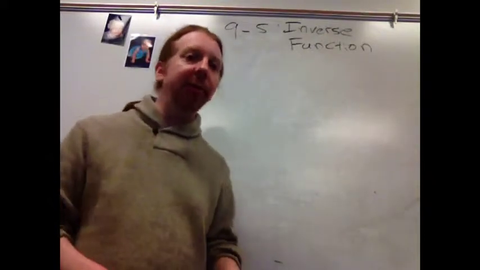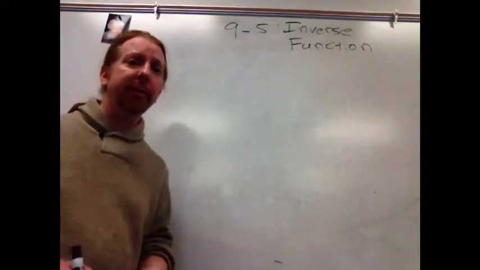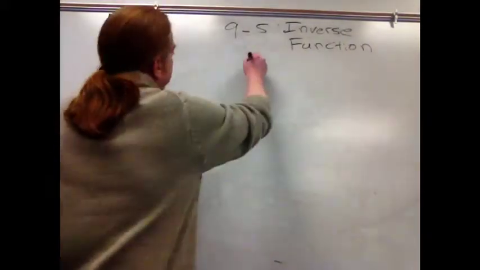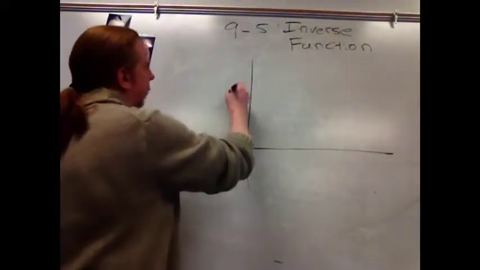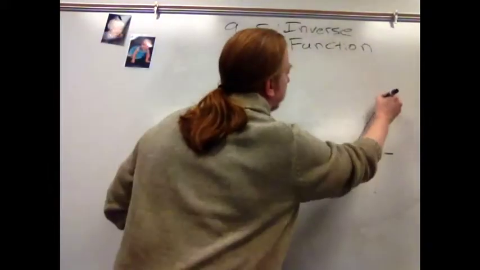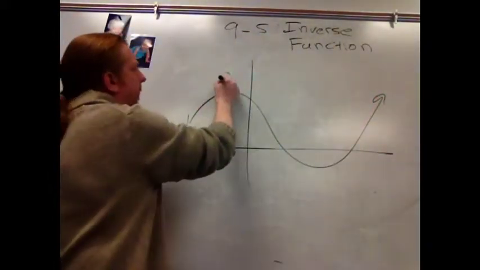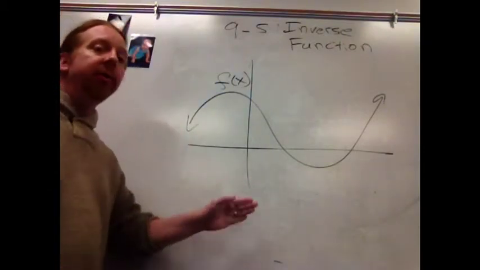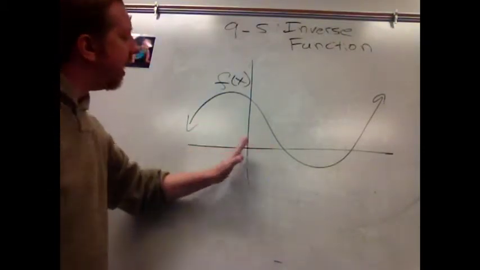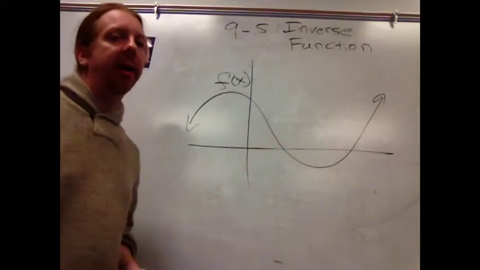Section 9.5 covers inverse functions. So the first thing we need to review is what is a function. If I were to draw a random graph, so here's my graph, and label it f of x. So it's a function of x. I know this is a function because for every value of x, there is exactly one value of y.